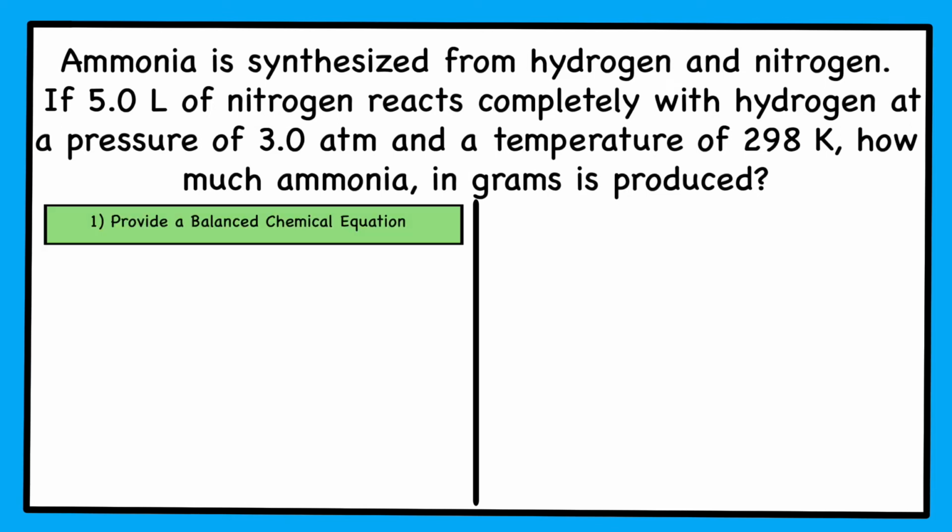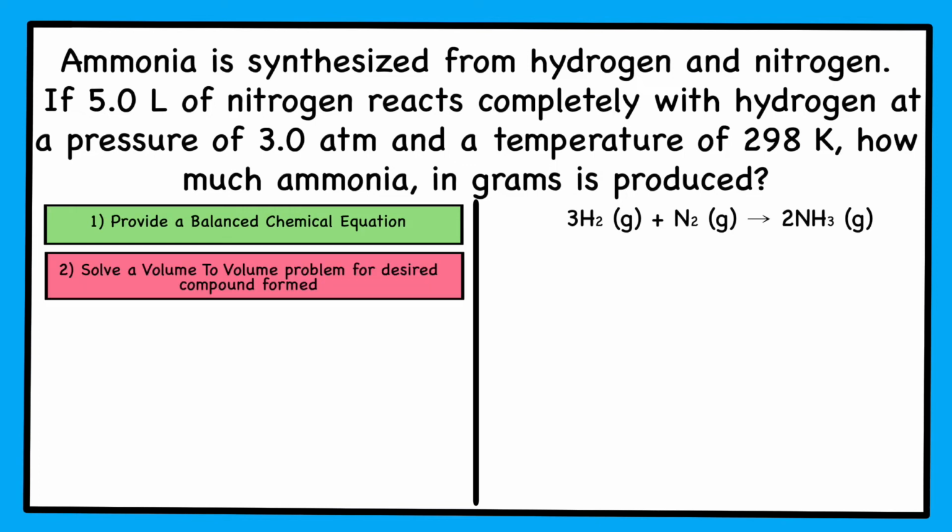Step 1, write a balanced equation. So this is a synthesis problem, so hydrogen and nitrogen are going to come together to form ammonia. So N2 plus H2 yields NH3. This isn't balanced, however, so I'm going to have to balance it. Once I do this, I get N2 gas plus 3H2 gas yields 2NH3 gas.